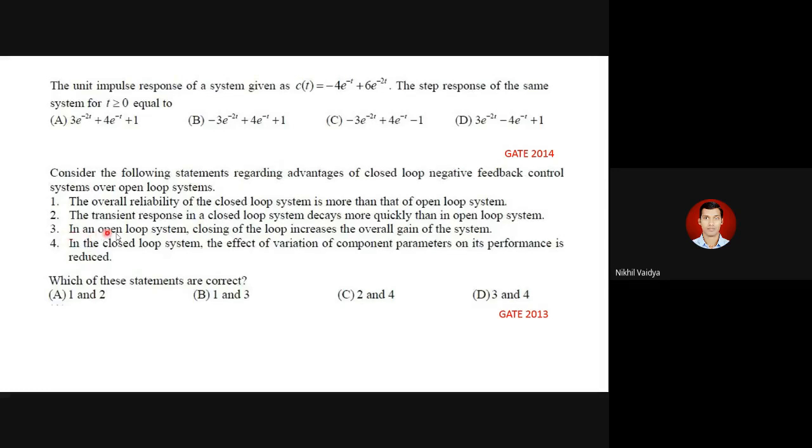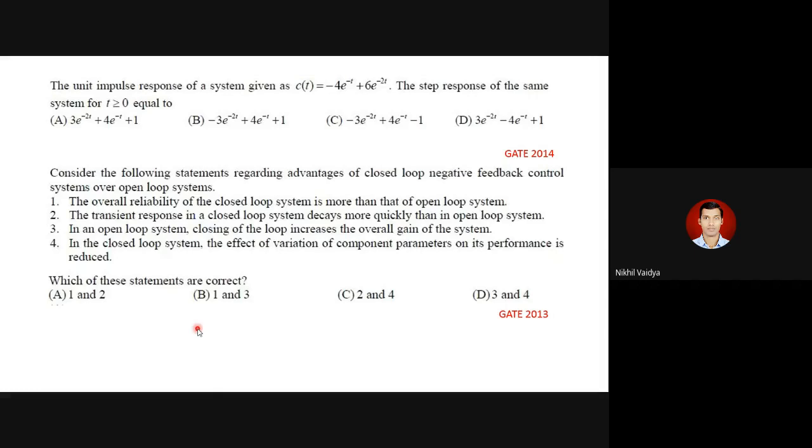In third, in open loop system, closing of the loop increases the overall gain of the system. And last, in a closed loop system, the effect of variation of component parameters on its performance is reduced. Now, what are the component parameters in closed loop system? Input, output, forward path transfer function, and feedback path transfer function. That's all we have. The effect on its performance is reduced.